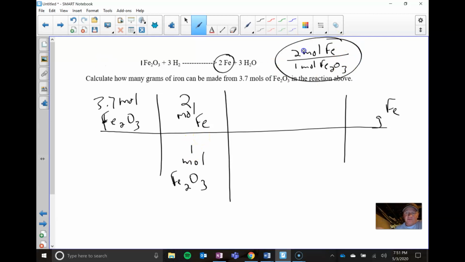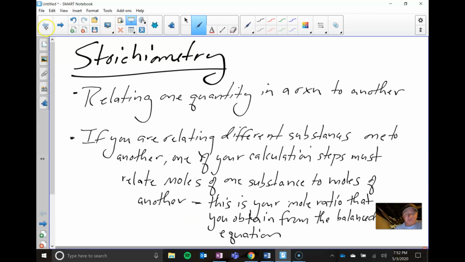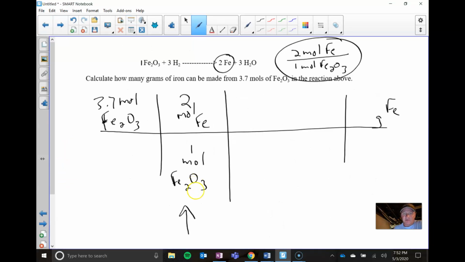Now, that mole ratio is extremely important, because this is the step that I was referring to with this point here. Because this step is kind of the bridge between both of these substances. It's the bridge between Fe2O3 and iron. And that's how we relate one substance to another: getting them both into moles and then seeing what the relationship is between those two. And we get that relationship again from the balanced equation, our mole ratio.